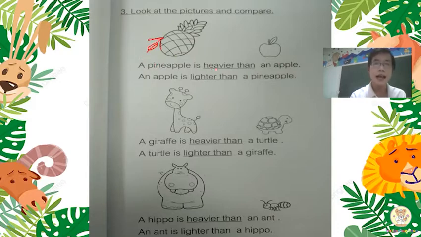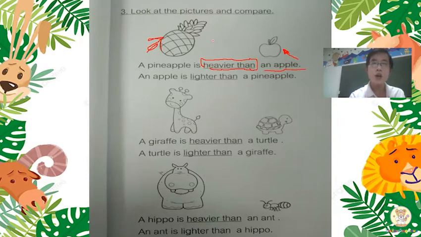Heavier than. An apple is this picture, a small fruit on the right side. Okay? So I want you to take a look at this word first, heavier than. I want you to take a look at this word, heavier.